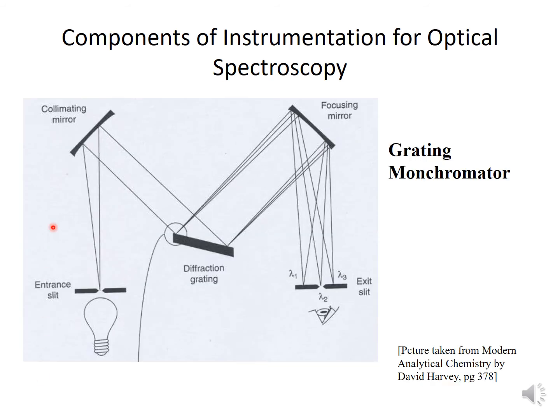Okay, so this is the component for optical spectroscopy. This is the source of energy, and then it will go to the entrance slit and go to the mirror, the diffraction grating, and then go to the focusing mirror. And then here you can see that it will go to the small slit, the exit slit. This is the grating monochromator.